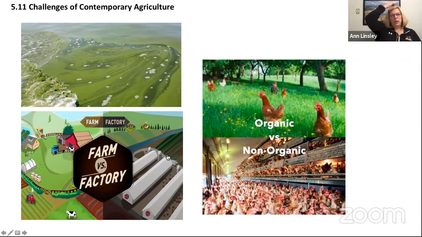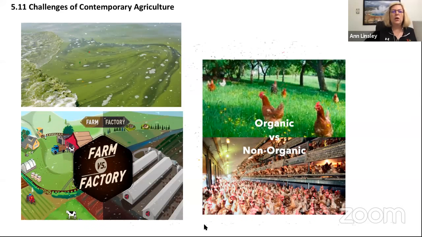Do we obtain food from factory farms, or from the family farm? Is it organic or not organic? Is it free range? Is it a niche type operation? What is it that we are doing today to ease the effect on our environment, yet still provide food for our growing population?